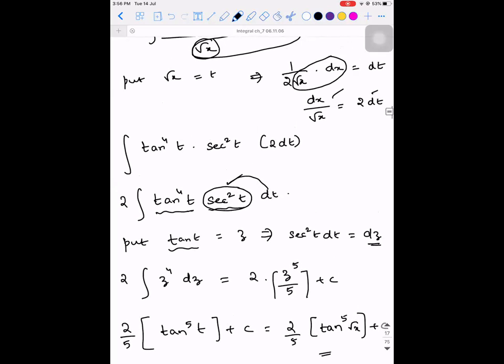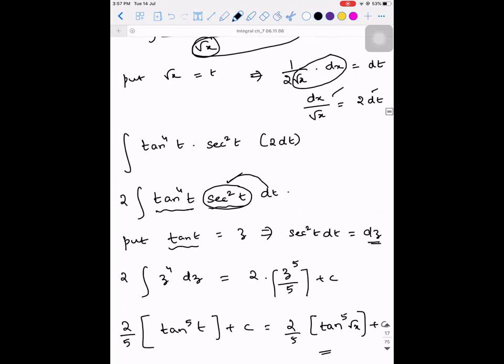Okay, I hope this is clear. I've done a double substitution, and again I've substituted back the original value in it. If anyone has a doubt, please let me know.